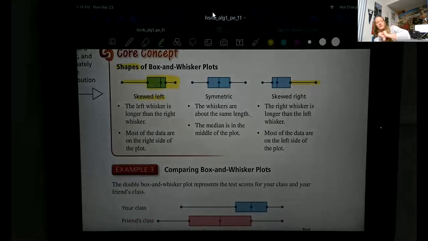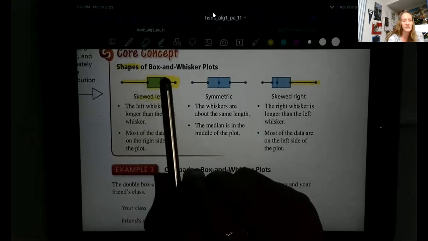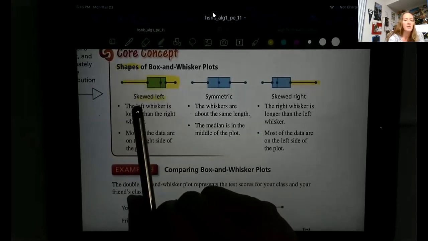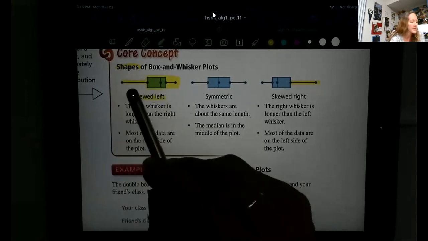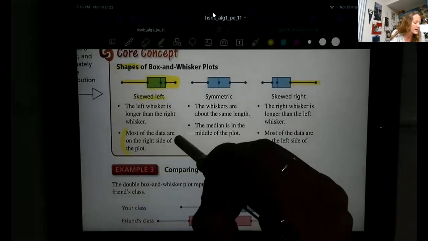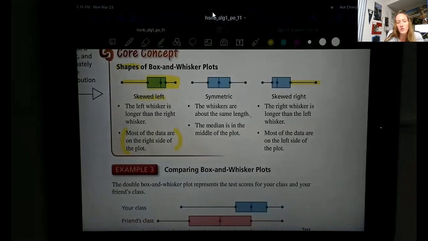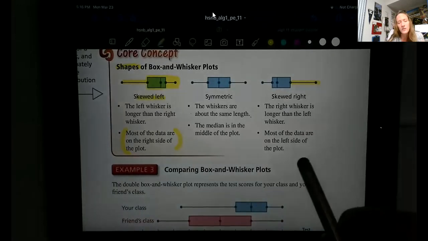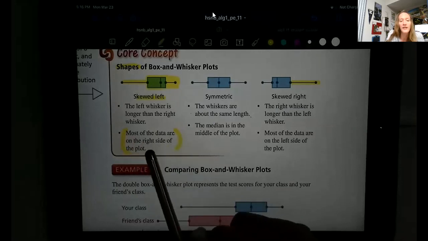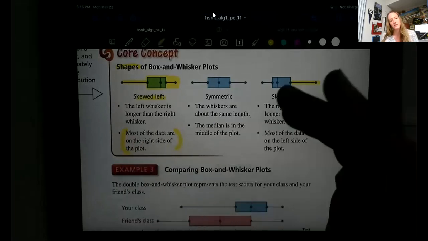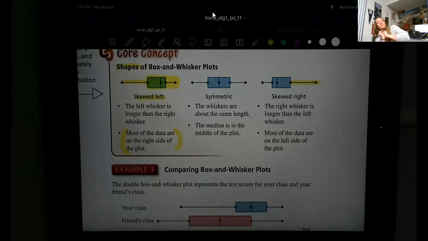The karate way: which way you're kicking, to the left, or you can think the whisker is longest to the left. That's what they say down below in the wording, that the left whisker is longer. But the interpretation of that, which is helpful for answering those explanation questions, says most of the data is on the right side of the plot. Just like if I was kicking, most of my weight, most of my body is over here to the right, but I'm kicking left.